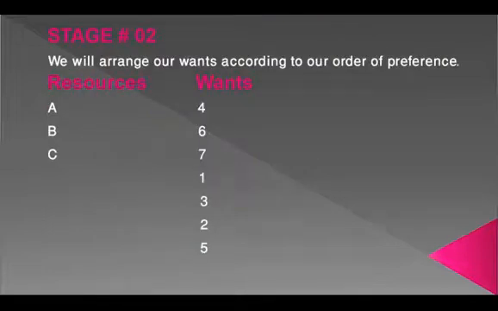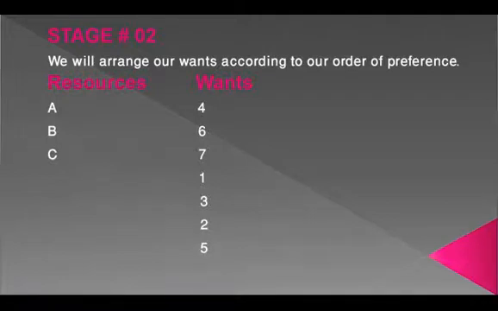Stage number 2. We will arrange our wants according to our order of preference. So resources remain the same. They are limited. They are A, B, C. They do not exceed. They remain the same. Now you can see we are arranging our wants according to our preferences.